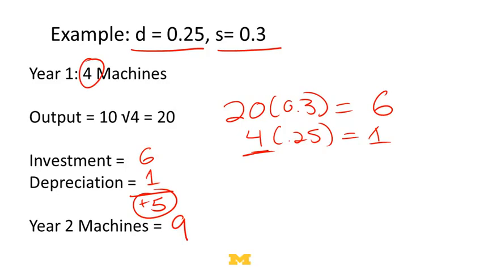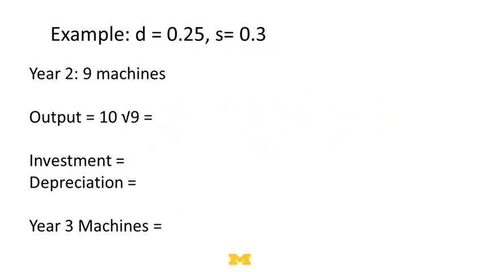Here's how our economy worked. We had 4 machines, we produced 20 coconuts, we ate 14, we invested 6, we lost 1 machine to depreciation, and so now we have 5 new machines, the 6 minus the 1, and that gives us a total of 9. So we started out with 4 machines, now we have 9. We had a nice GDP of 20, and now we've added more machines, so we should do better. So let's look at the next year. Next year we've got 9 machines. So output is 10 times the square root of 9, so that's going to be 30. And let's think about how many new machines we get. Well, we're going to take 30 times 0.3. That's how much we save.